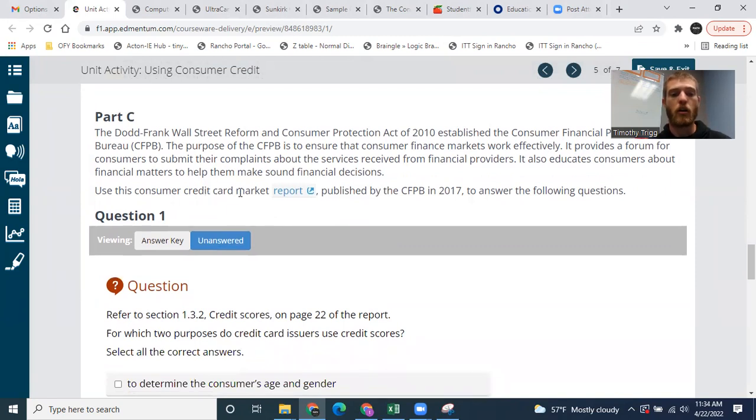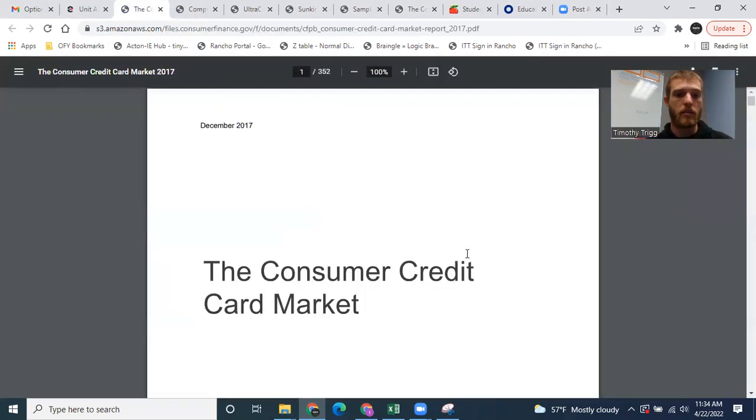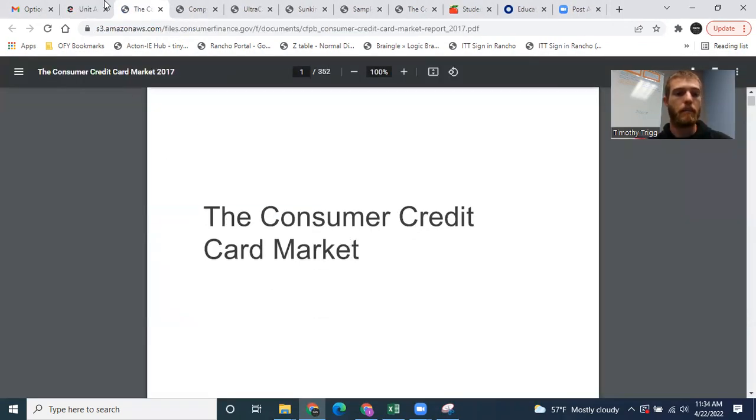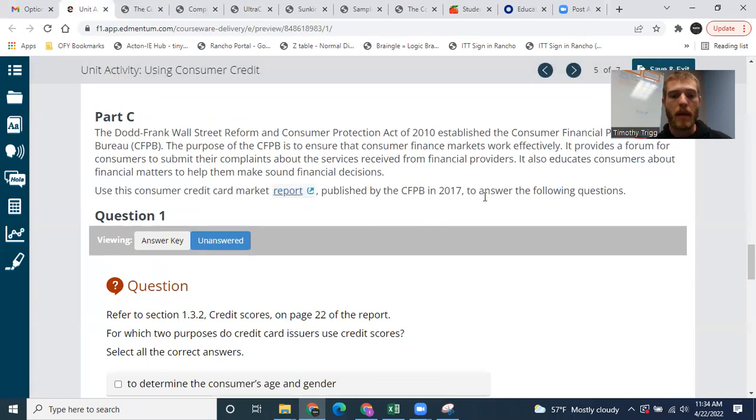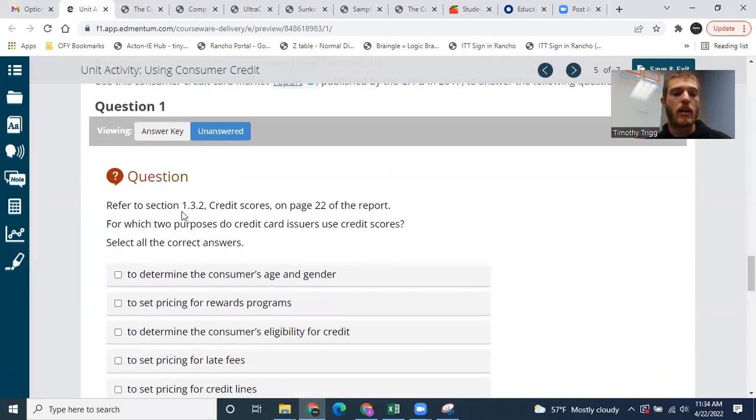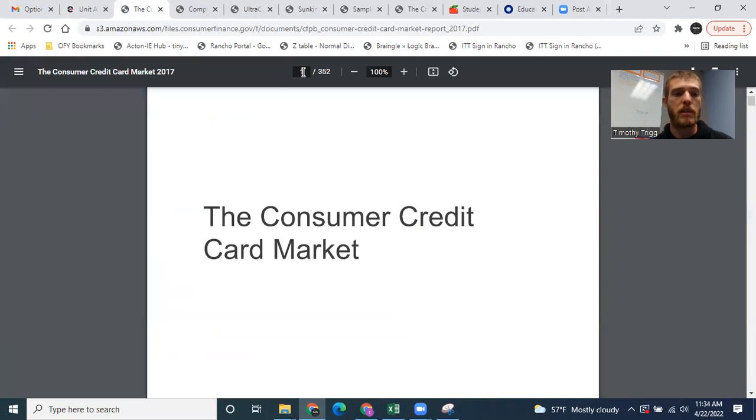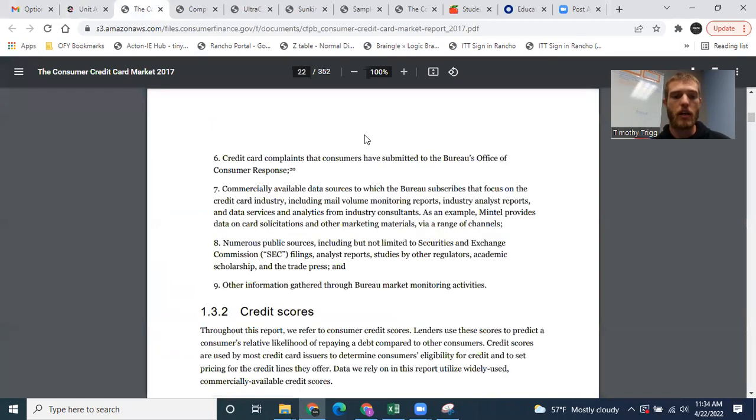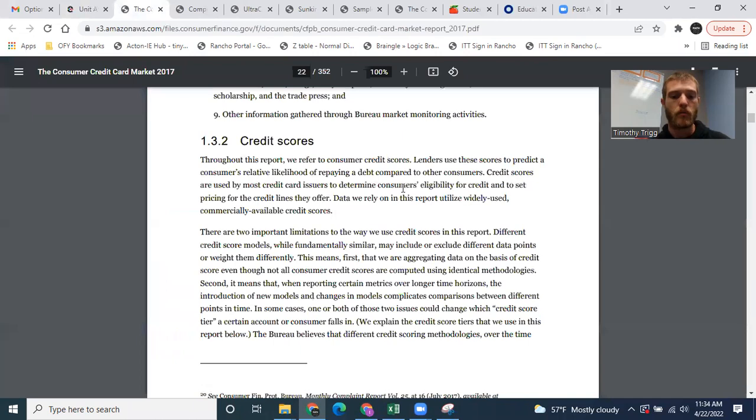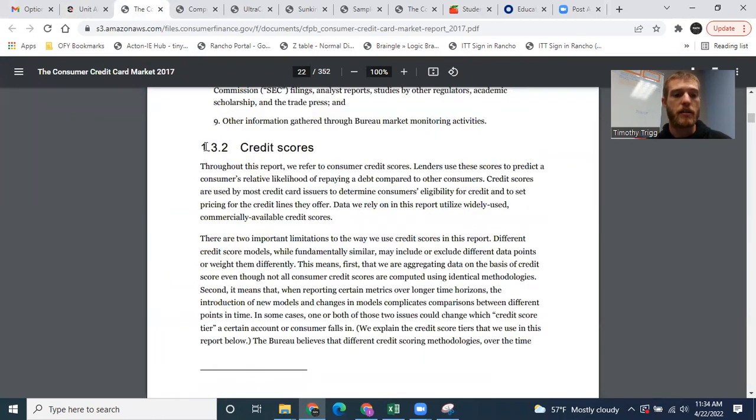Use this consumer credit card market report. So you're going to want to click on this report. It looks like this, consumer credit card market. And we want to answer these questions. Refer to section 1.3.2 credit scores on page 22 of the report. When you go to the report, you can just put 22 at the top and it'll take you automatically to page 22. So here we are on page 22, section 1.3.2 credit scores.